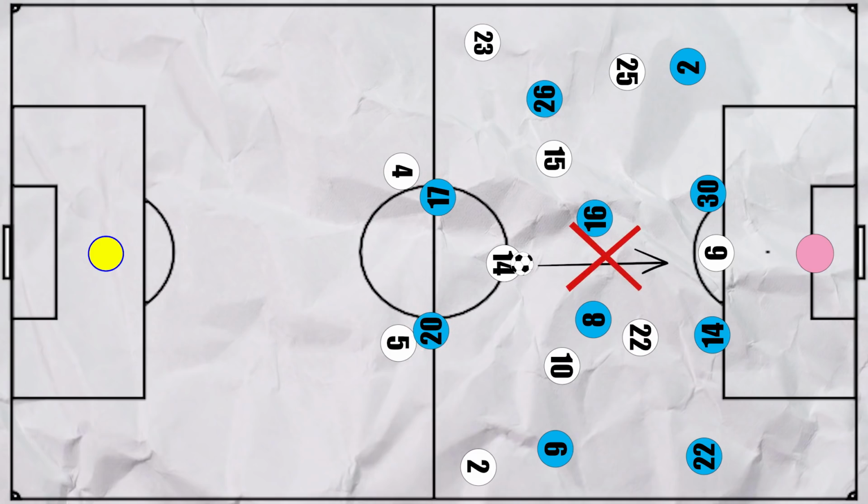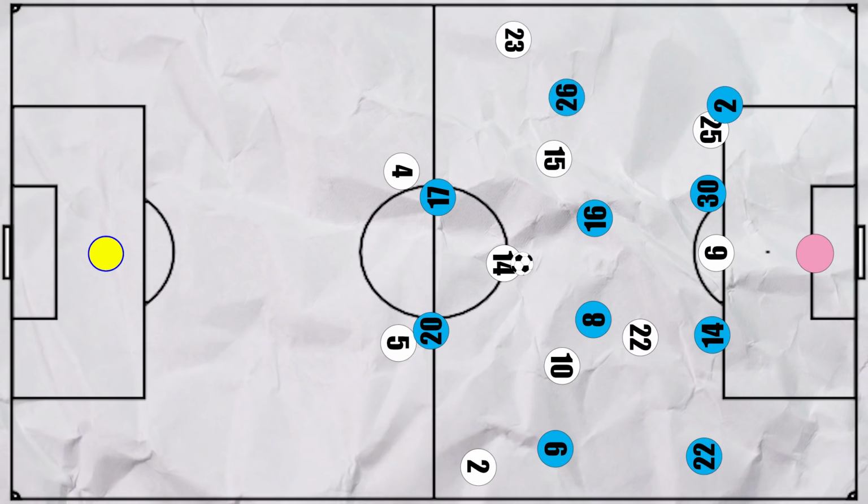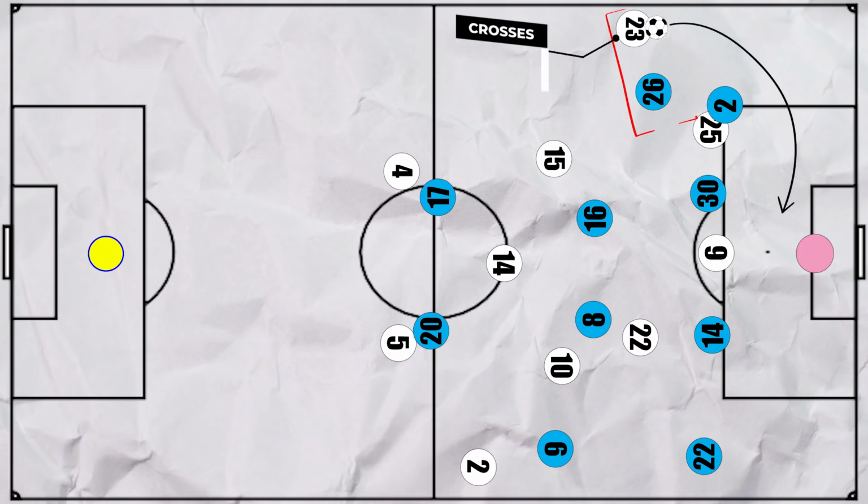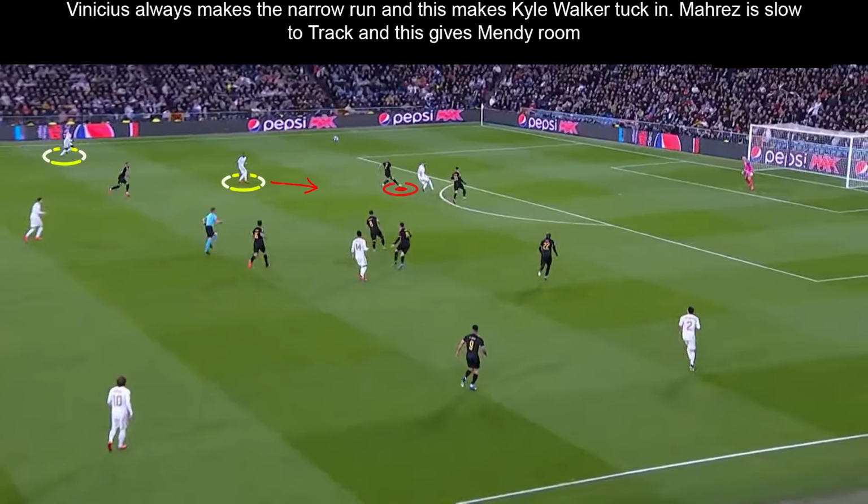Real struggled to play through the centre, so opted for wide play through combination play from Vinicius and Mendy. Vinicius often made a run deep and central, and at times Real would look to find him. But more commonly, he dragged Walker centrally, leaving Mahrez 1 vs 1 against Mendy, and as Mahrez is not great defensively, Ferland Mendy would have the space to cross, as shown by him attempting the most crosses for the team. This is also what led to Benzema's big headed chance.